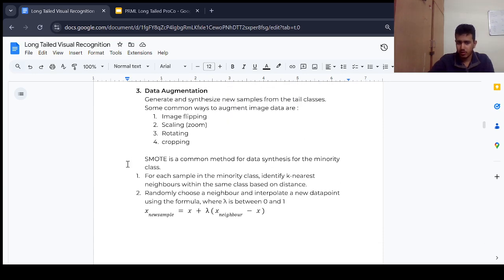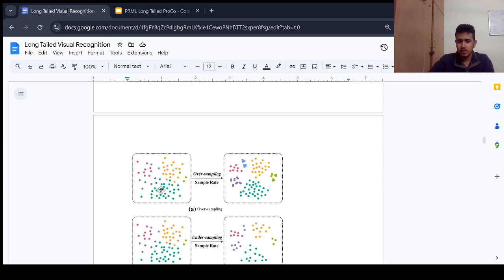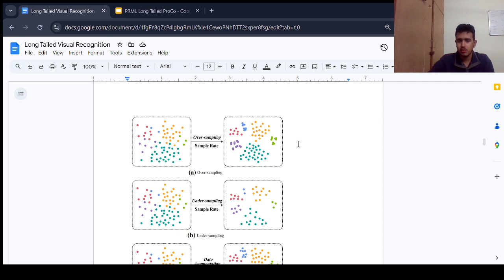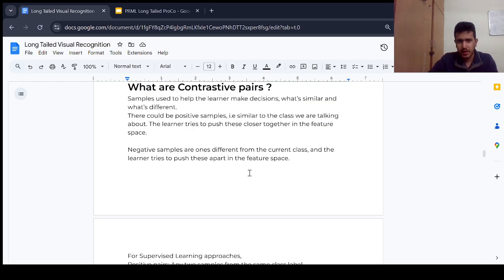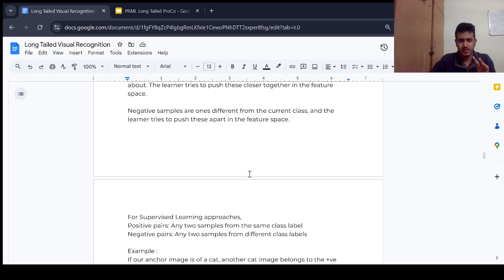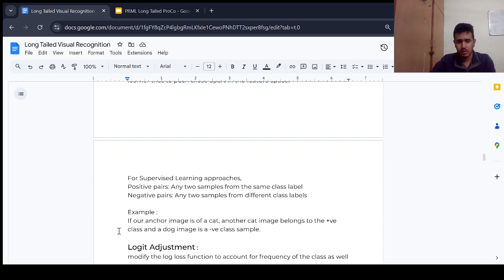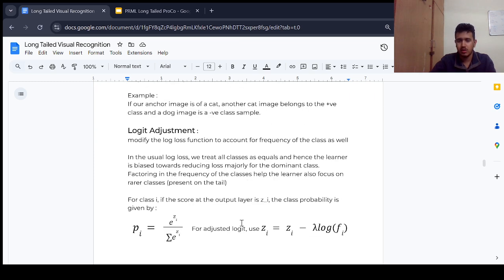Data augmentations, we talked about this. This is really intuitive. Like oversampling, we try to create more samples of the minority class. Undersampling is reducing samples of the head class. Data augmentation is creating some sort of data pairs. Contrastive pairs, I hope you have understood using the dog and cat example. It's very simple. Here it's also the same example. If the anchor is a cat, the cat becomes a positive example and a dog becomes a negative example.